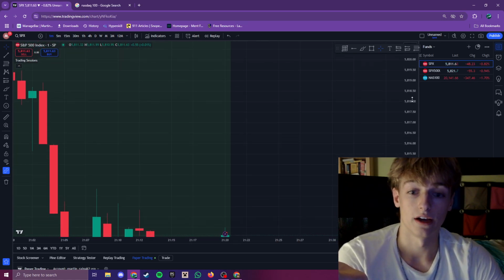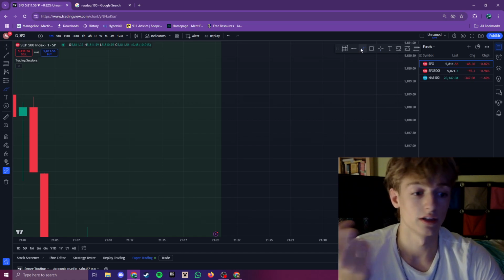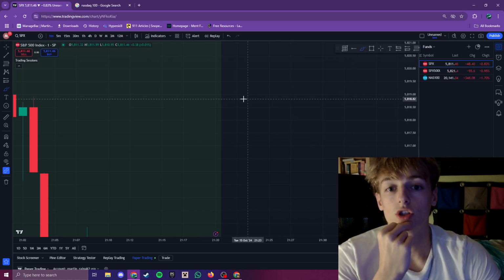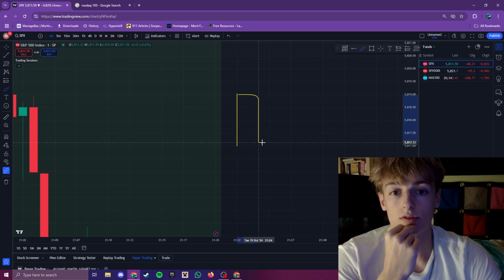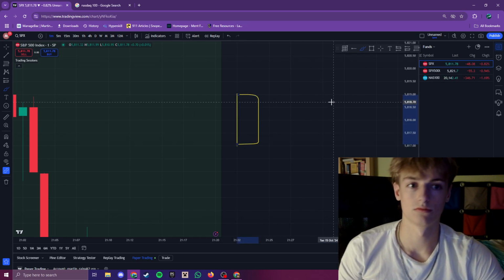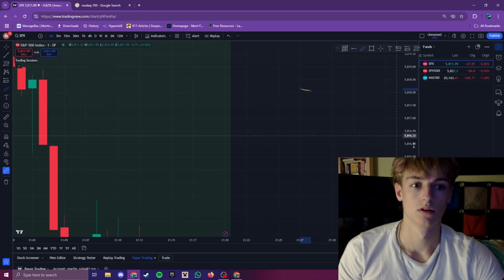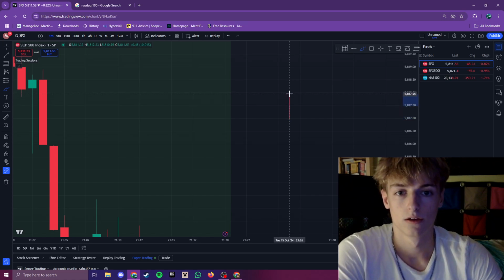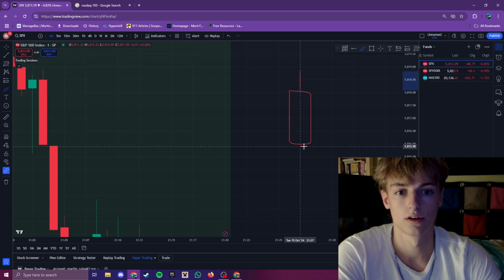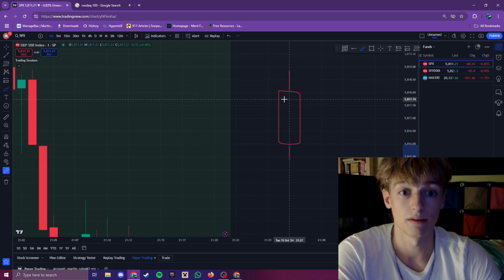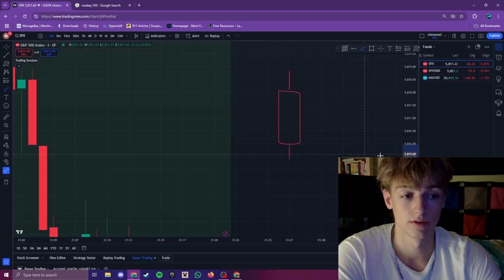I'll just draw it out because I just feel like it, okay? So we have a candle. Let's make this red, okay? We have a red candle, with a wick here and a wick here. That means the next candle will open on this closing price, which is the end of the body.